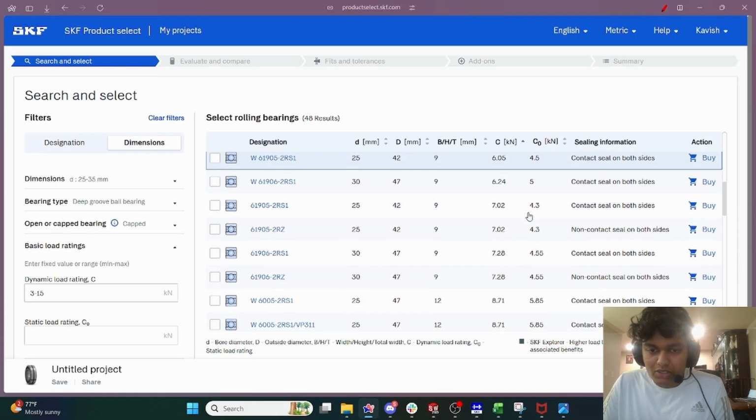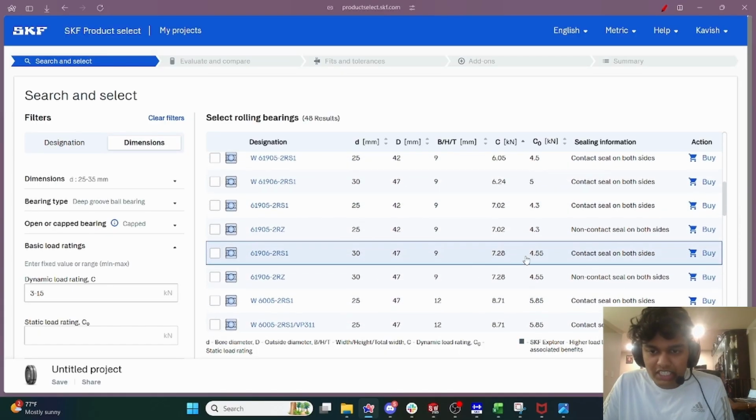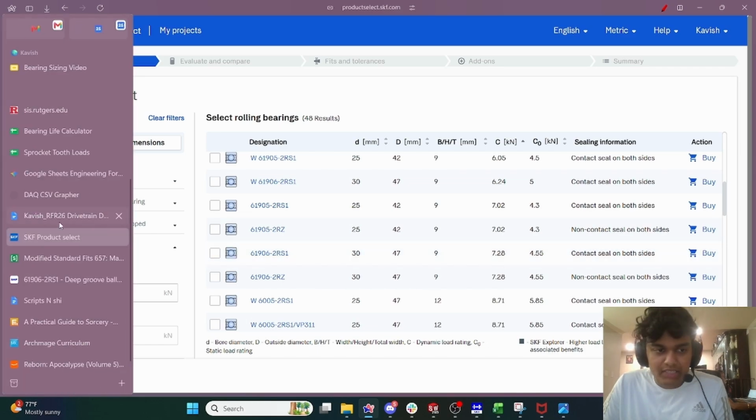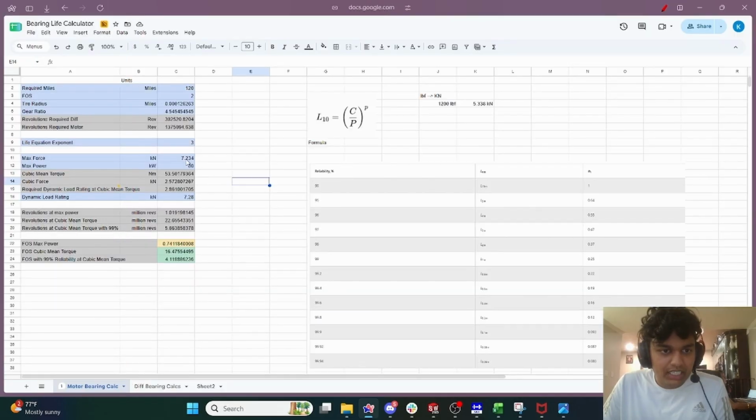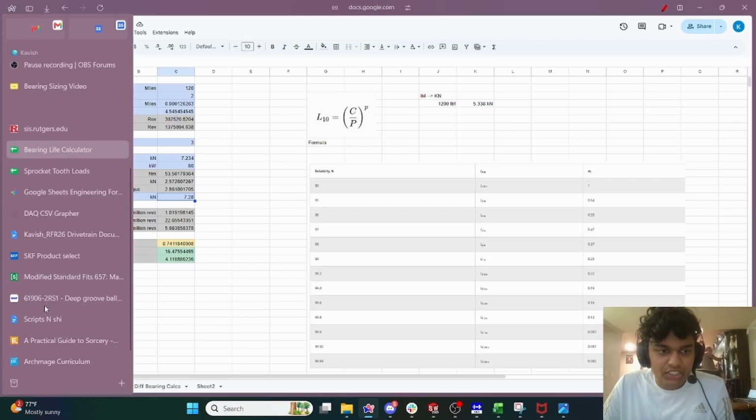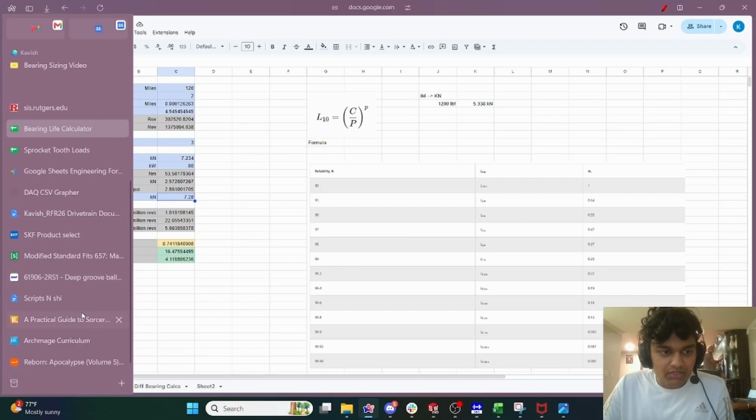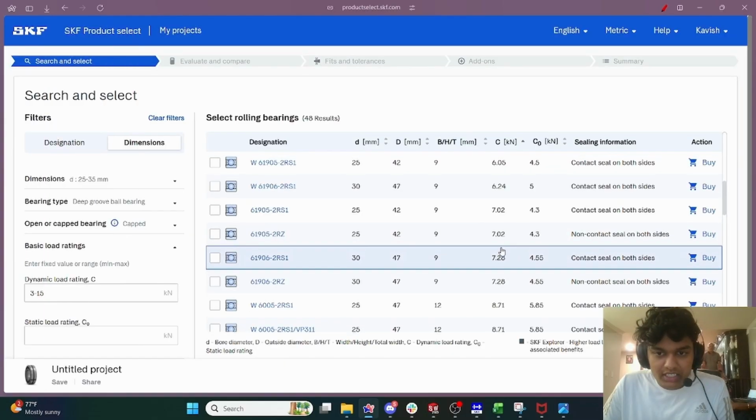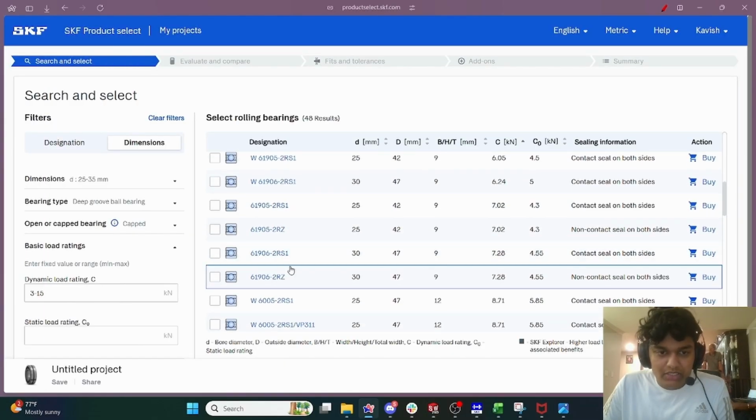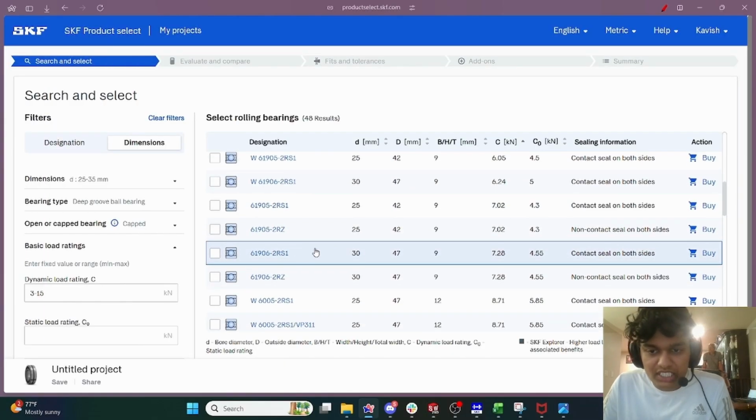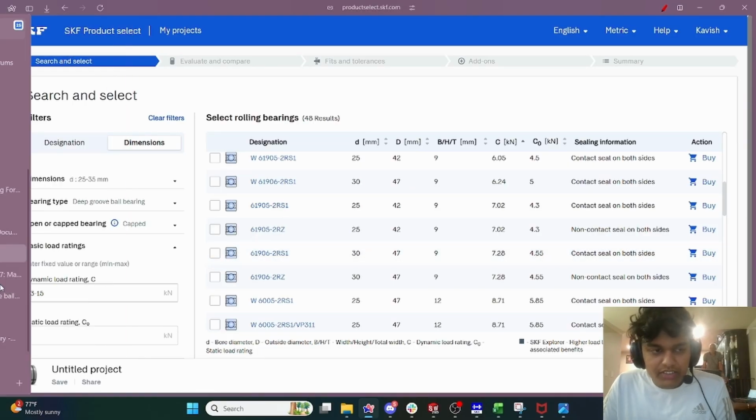So instead, we use the 61906 because their dynamic load rating is a little bit higher than the expected load. So if you were to go here, this expected load is 7.234 and the load rating is 7.28, which is slightly higher, which I don't want to go any higher than the dynamic load rating. And then if you go over here, that's the first one that does it. And we use 2RS1s again because of the better seal. But yeah, that's the main reason.